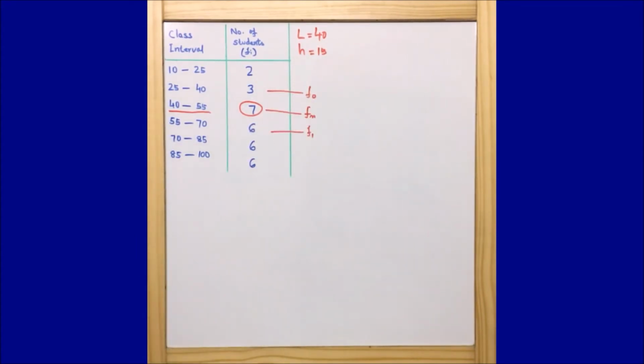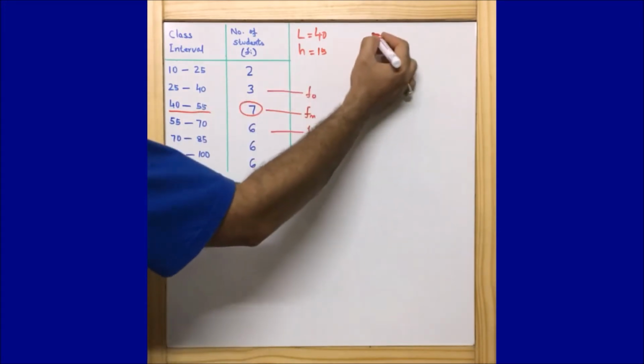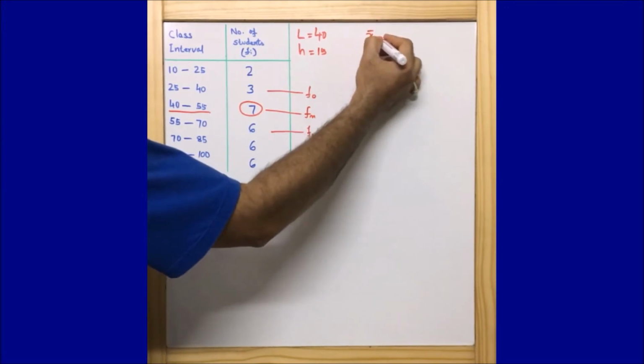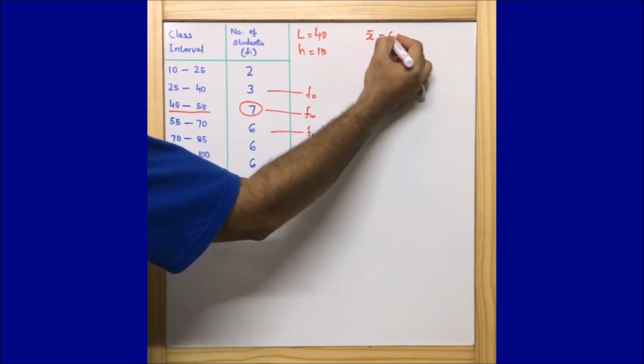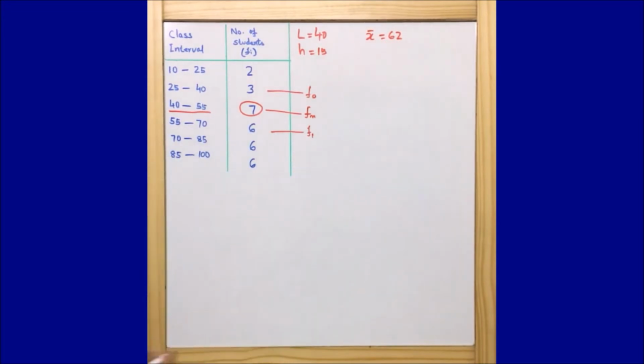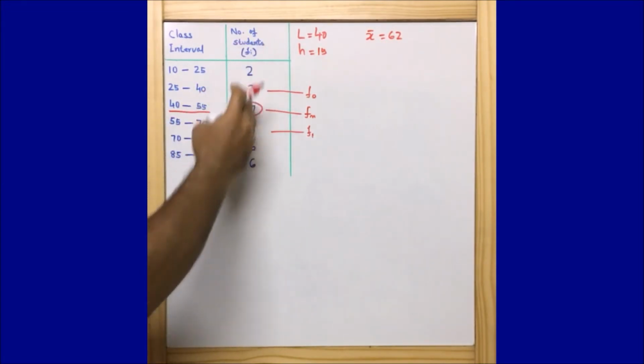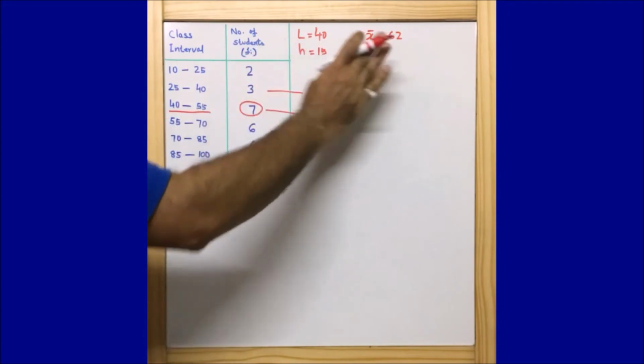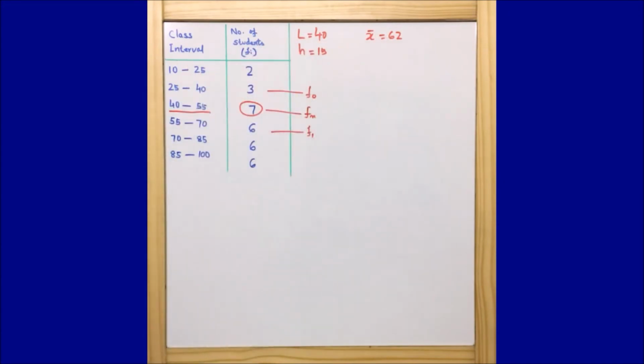One thing I also want to let you know is that the mean value of this table comes out to be x bar, or mean, is 62. I'm not going to calculate the mean, because we already calculated it earlier. So the mean for this one is 62. Now our main intention is to find out the mode of this data.